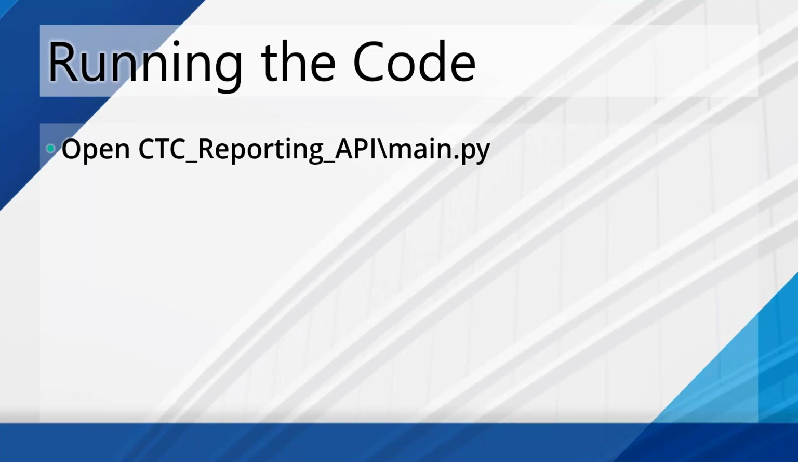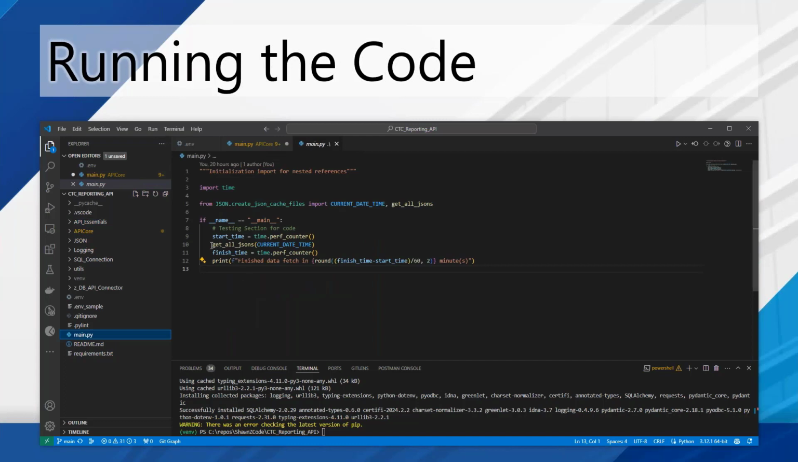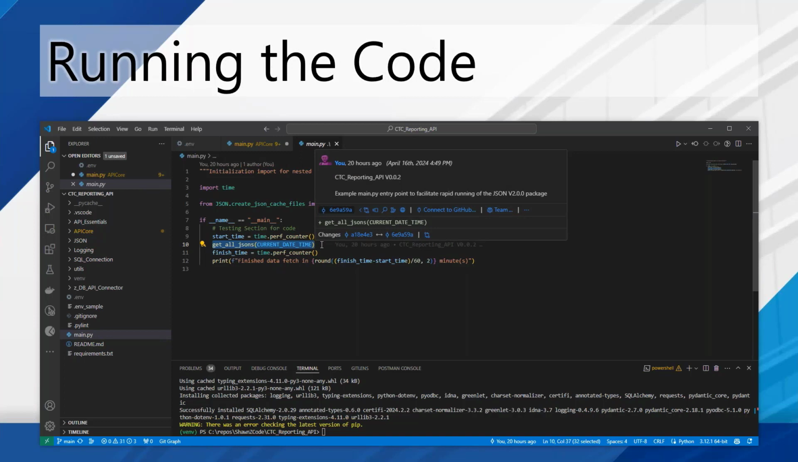What we're going to do is open up the main Python file from the CTC reporting API main directory. So we're going to do that here. I collapse everything else out. In this main directory, there is a main.py file, and all this is doing is saying, get me all the JSONs. It's calling that one function.